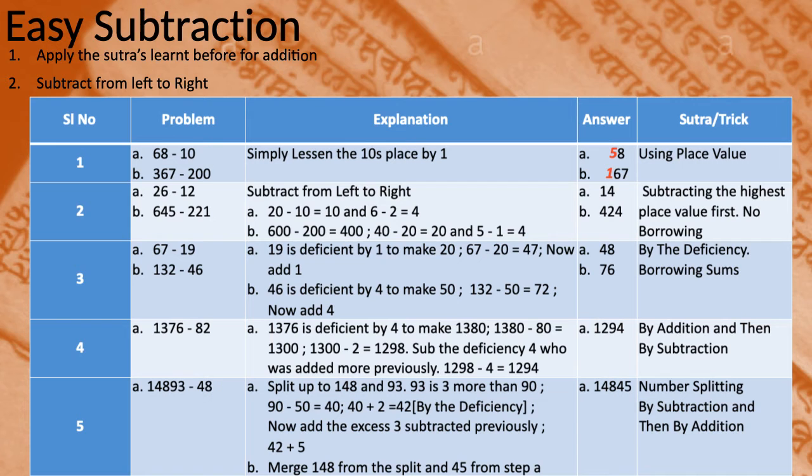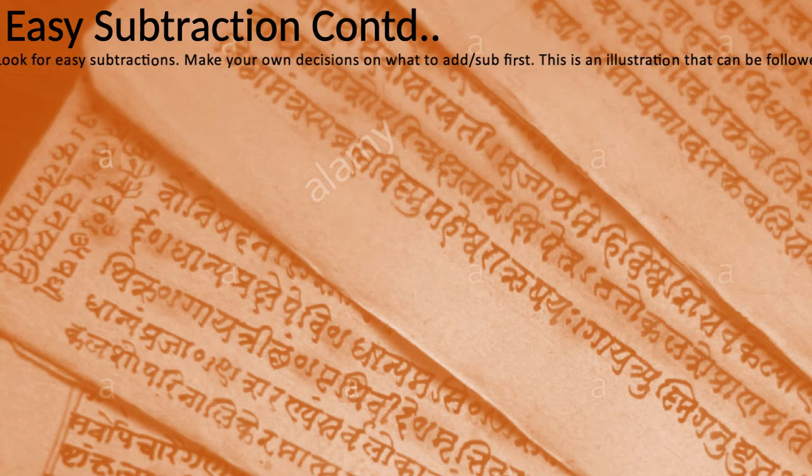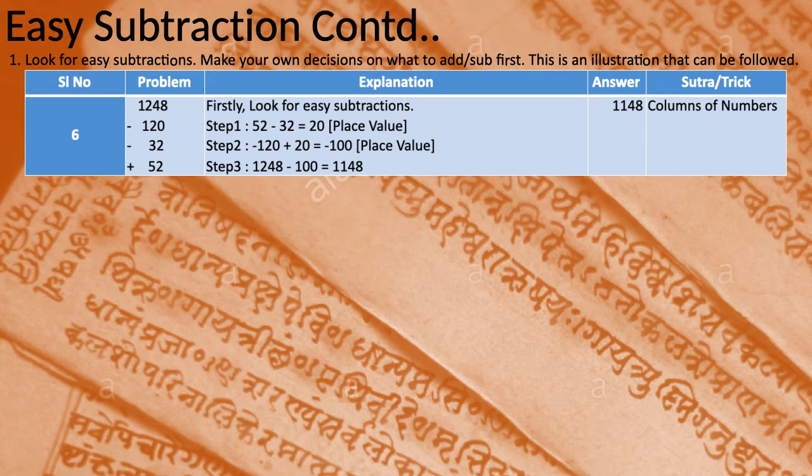Now let's look at how we can use these tricks for adding columns of numbers. When you have more than 2 numbers, you have to decide what trick has to be used first and what next. I'll just illustrate 1 or 2 examples, or maybe 3 examples over here, and you can use your own discretion. You need not follow just the way I say. You can see what is easier for you. You just have to look for easy subtractions.